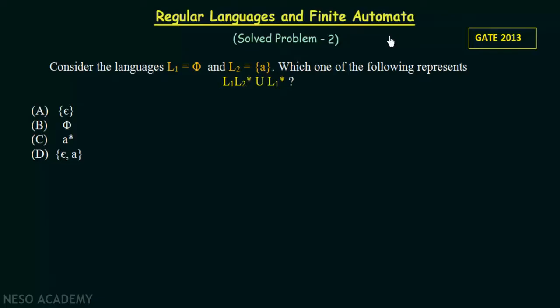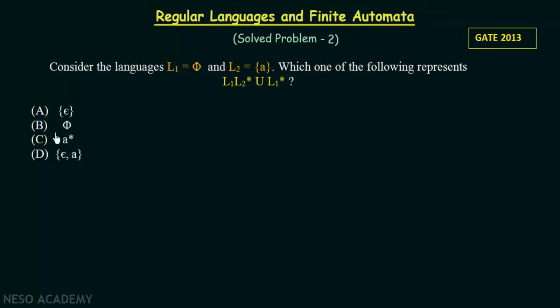In this lecture, we'll be discussing another problem from regular languages and finite automata, and this problem is from GATE 2013. Let's see what this problem is. It says, consider the language L1 equal to phi and L2 equal to A. Which one of the following represents L1 into L2 star union L1 star? And we have four options A, B, C, D.